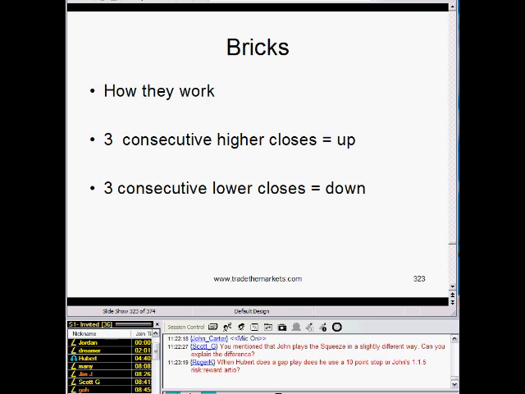Question from Roger: when Hubert does a gap play, does he use a 10-point stop, or does he use John's 1 to 1.5 risk-reward ratio? I use 10-point stops. The only reason I do that is I'm a shorter-term trader, and if I'm wrong, I'm gone. I can take a couple of losers in a row for a good gap trade.